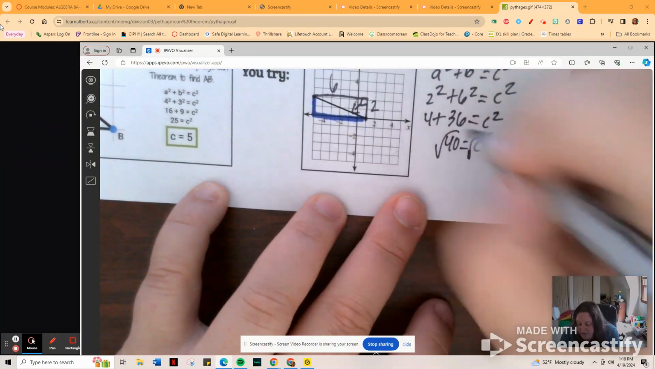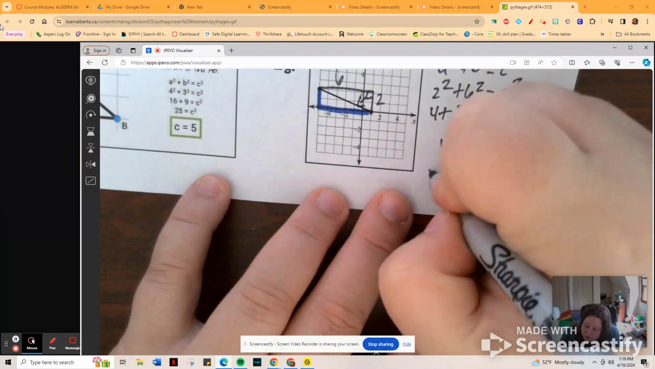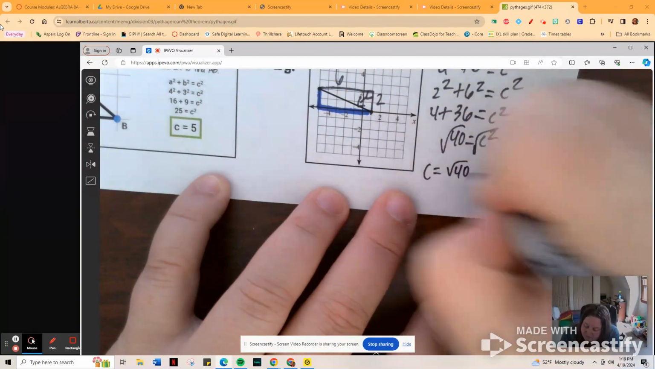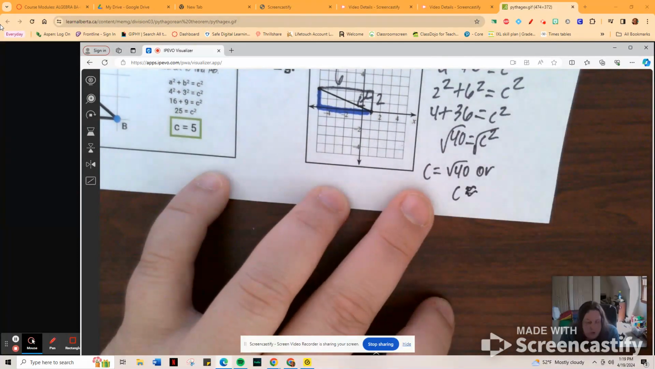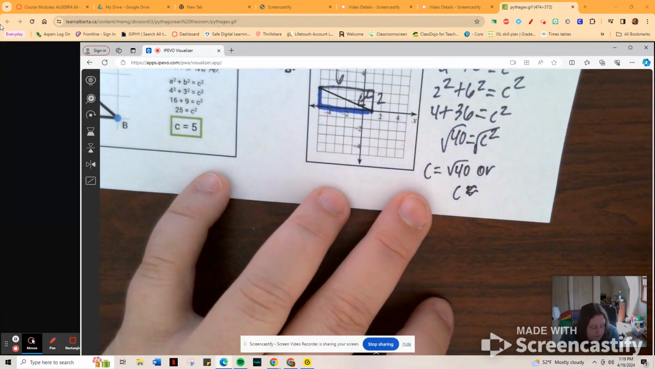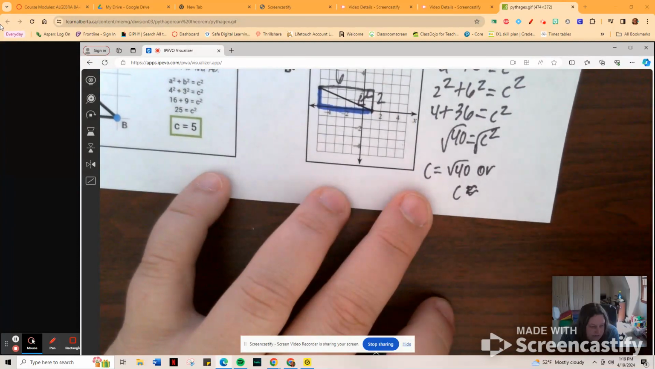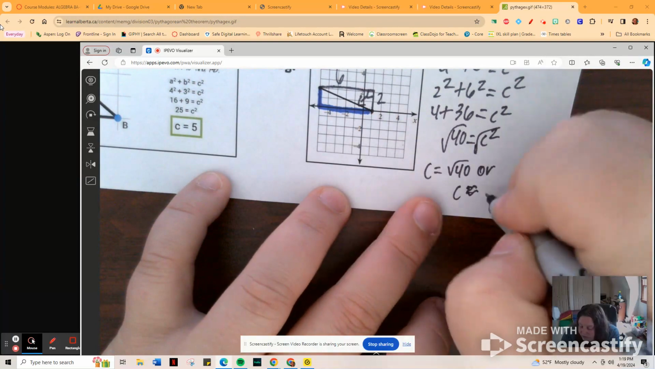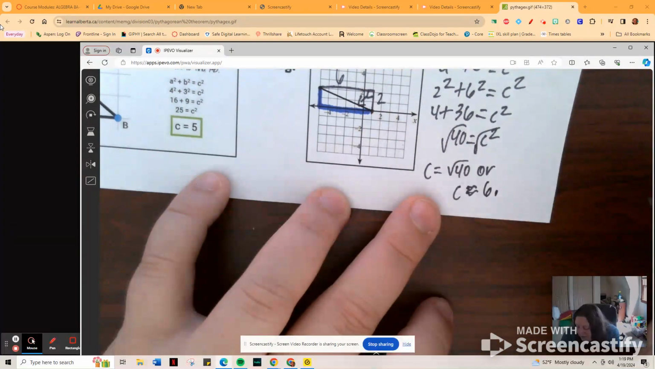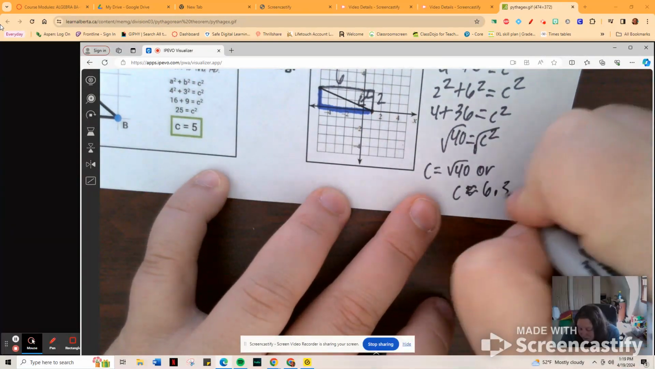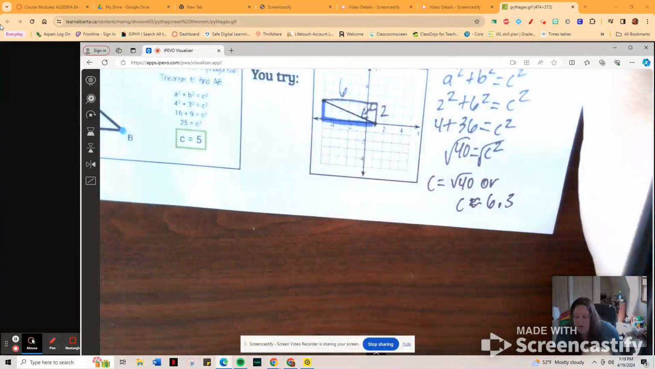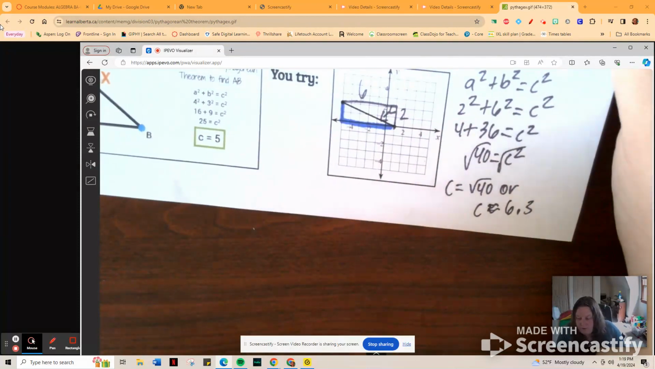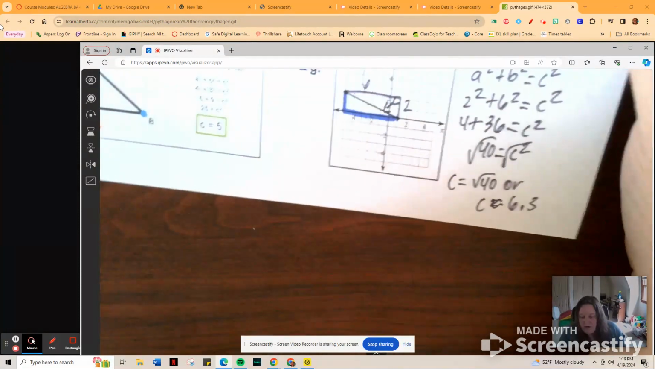So once again, 40 is not a perfect square. So you could say c equals the square root of 40, or you could say c is about... your perfect squares around 40 are 36 and 49. It's closer to 36 though, so I'd say maybe 6.2, 6.3, either would be acceptable. Okay. So this covers most of what you're going to need to know about the Pythagorean theorem.